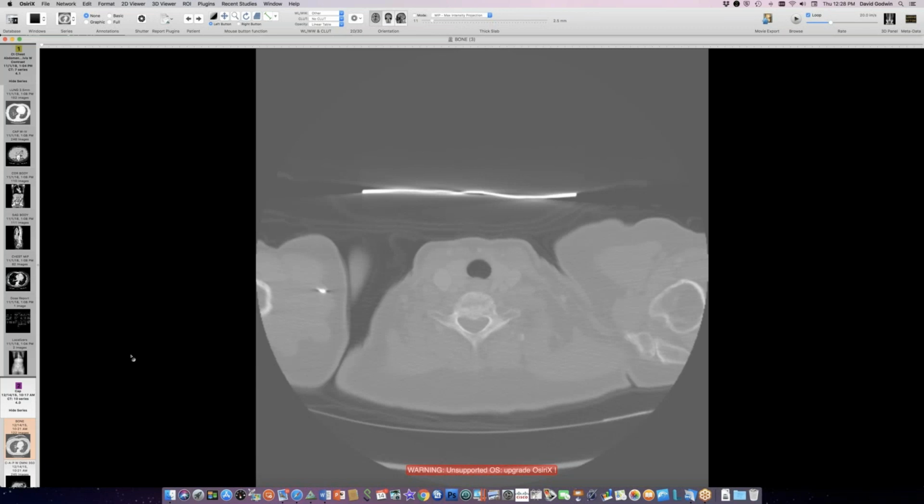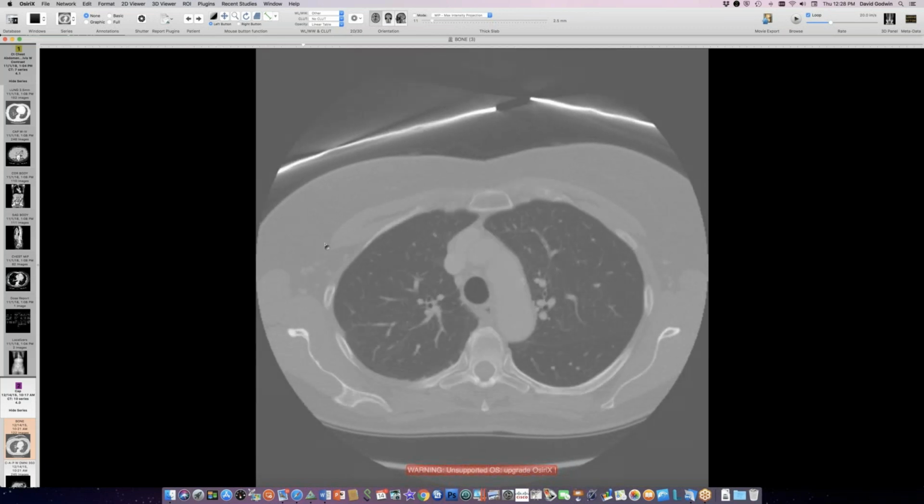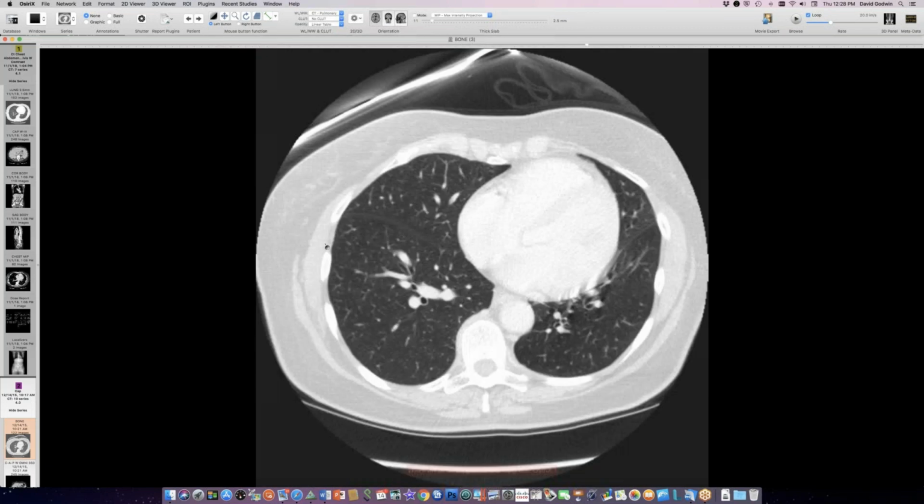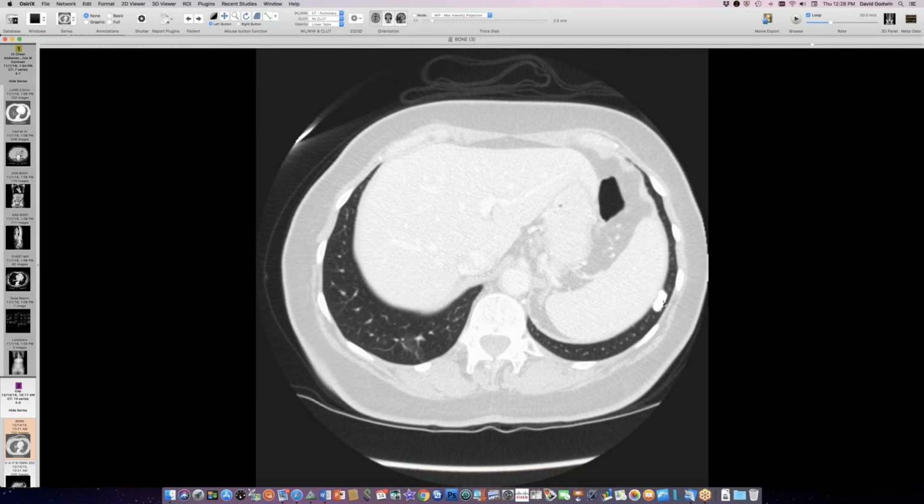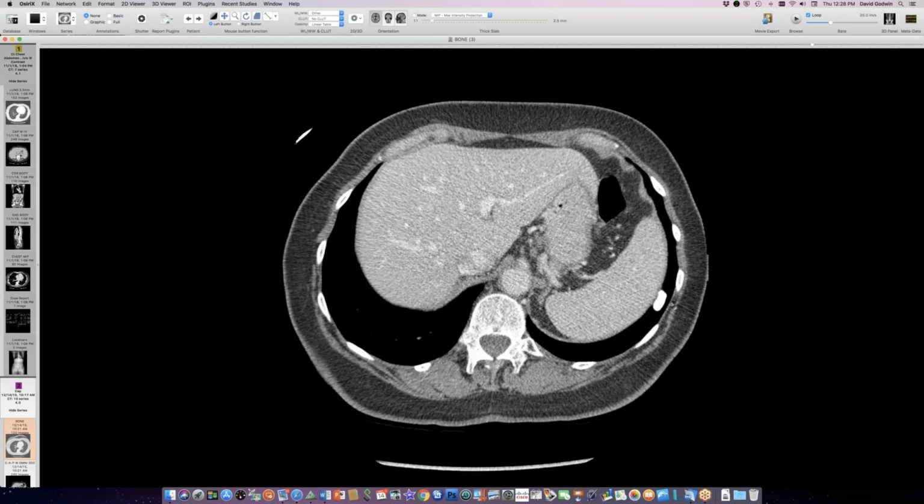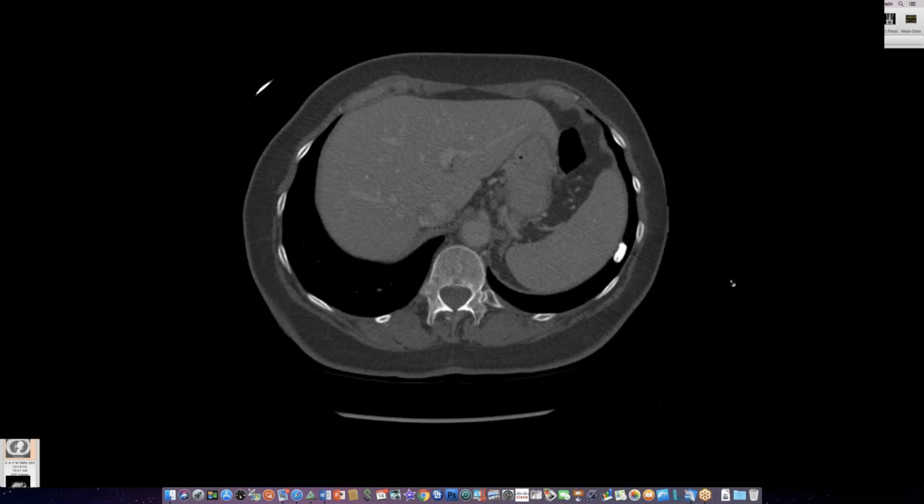Okay, and then this is a case of a middle-aged guy who has this finding of a calcification down here along the diaphragm, and it's kind of an unusual calcification.